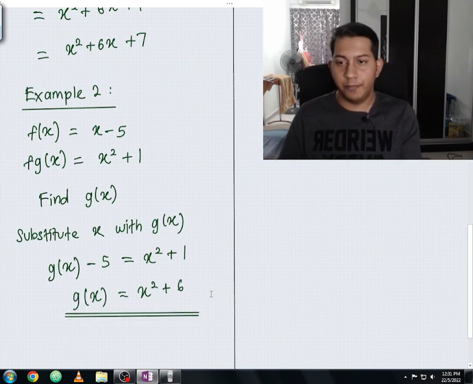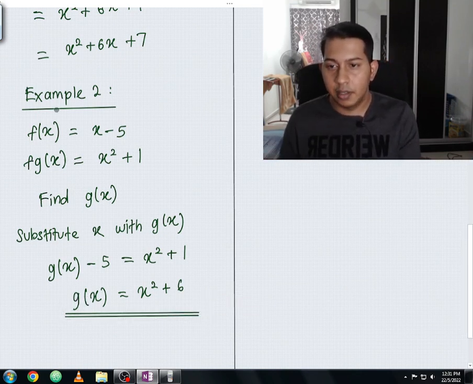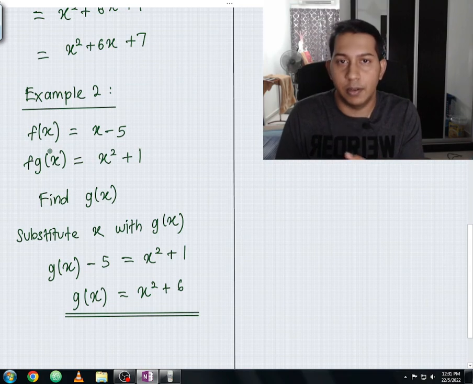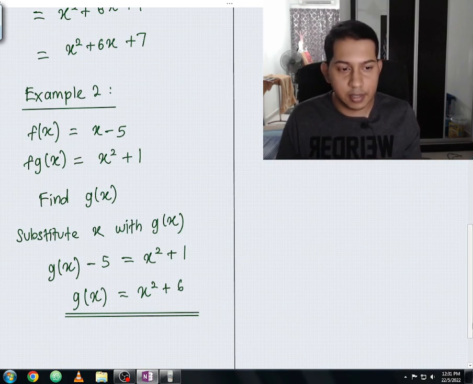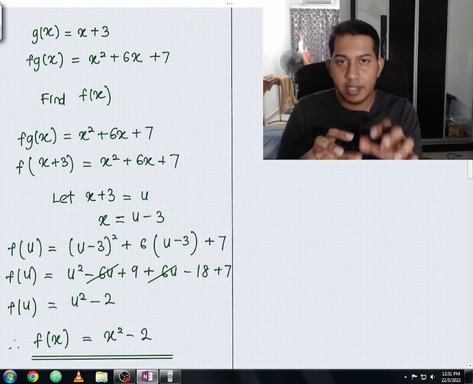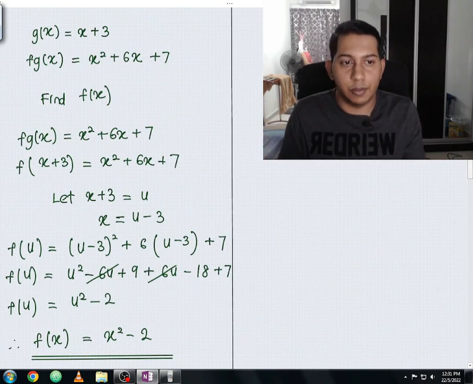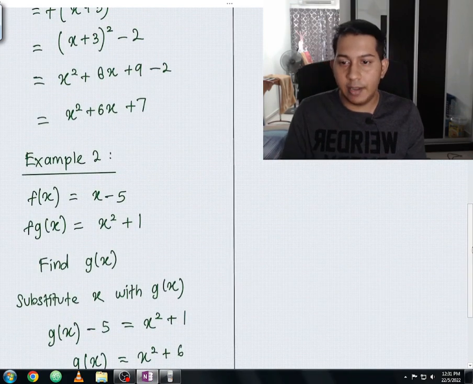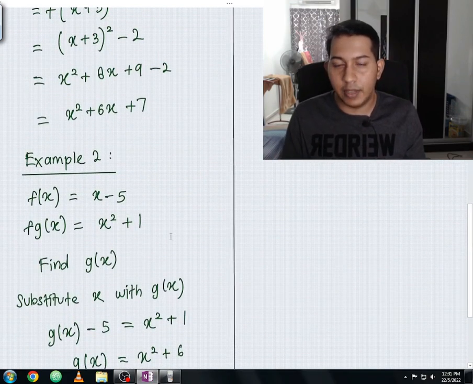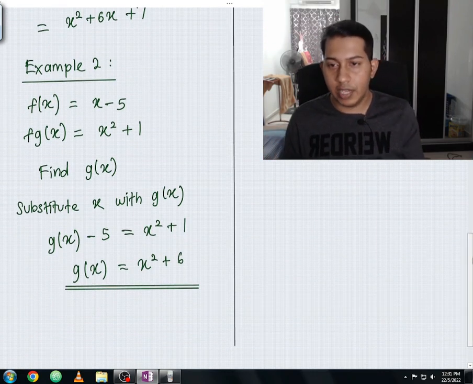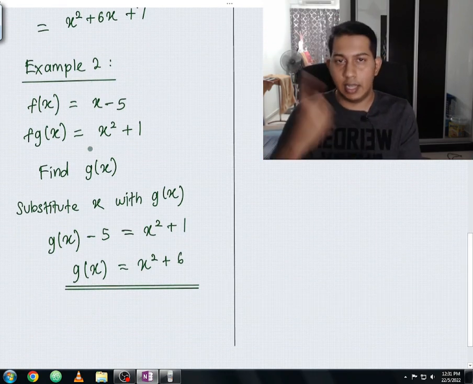Usually in this case where your outside function is given but the inside function is not given. In the first case, the inside function is given but the outside function we don't know, but in this one we know the outside but we don't know the inside function. So there are two different cases that you need to know. Usually this case 2 is easier than the case 1.